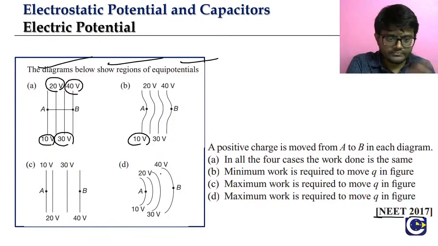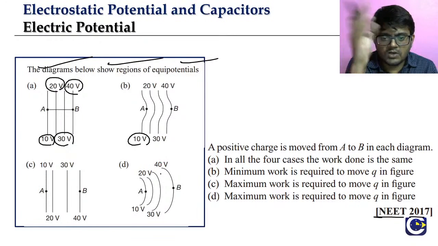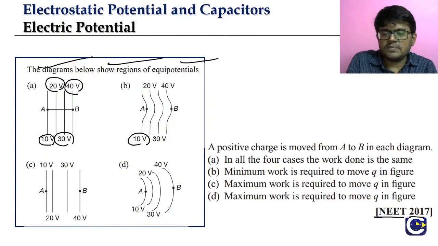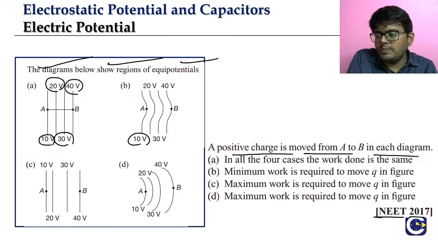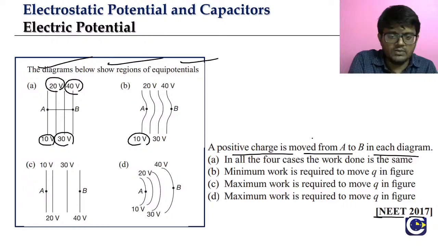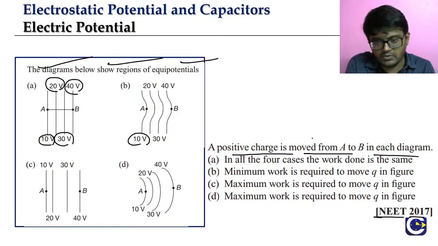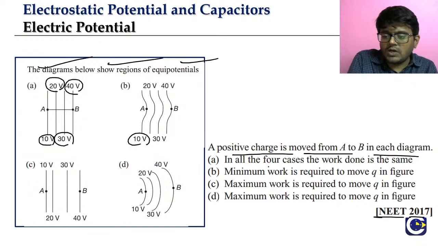In the first case, we will see that surfaces are plane surfaces, equidistant. Option B, it is not a plane surface. It is having some curvature. Option C, this is a plane surface but equidistant. Option D, curvature. A positive charge is moved from A to B in each diagram. So we are moving a positive charge from point A to point B. We have to comment on the work done. Option A: in all four cases, work done is going to be the same.